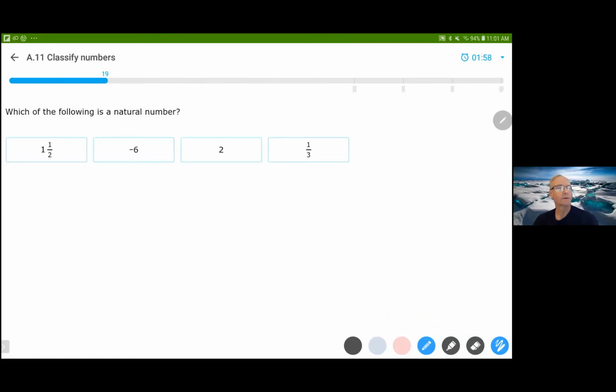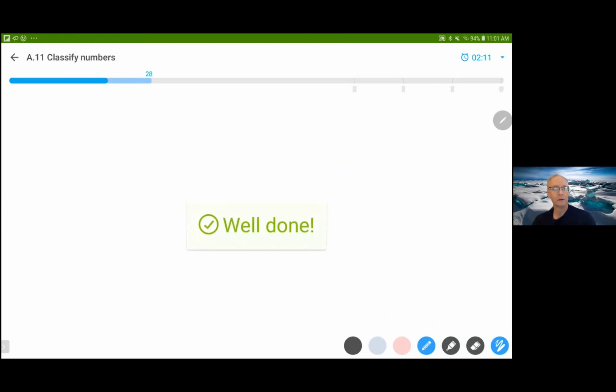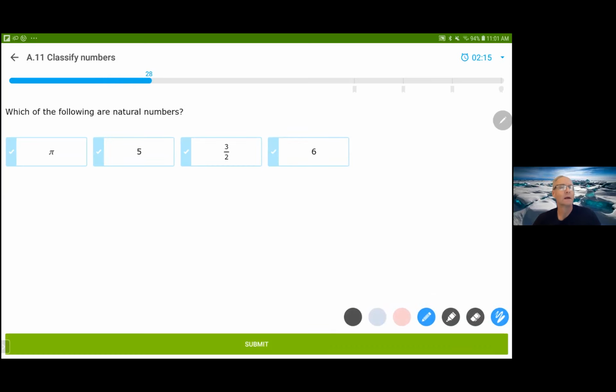Let's see, what do we have next? Which of the following is a natural number? So think caveman or think 2-year-old. Which one of these will a 2-year-old be able to count to? And that would be 2. Which of the following are natural numbers? These are the numbers we count with, 5 and 6. Go.